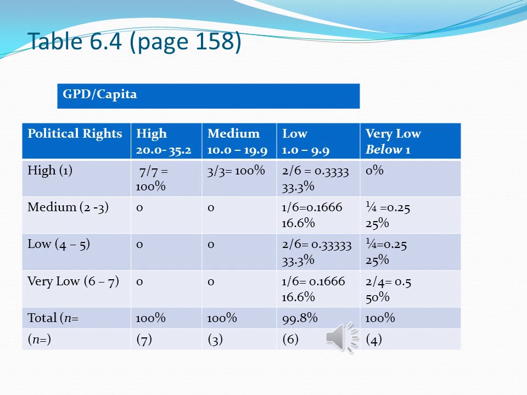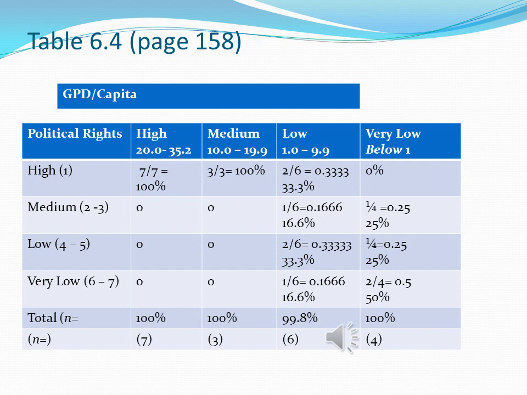2 divided by the column total of 6 equals 0.333333, which is 33.3%. Very low is 1 divided by 6, because there's 1 frequency for very low, 6 to 7, underneath the low column, 1.0 to 9.9. So that equals 0.16666, which is 16.6%.